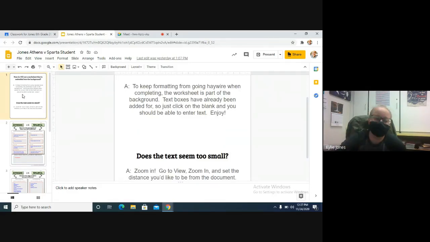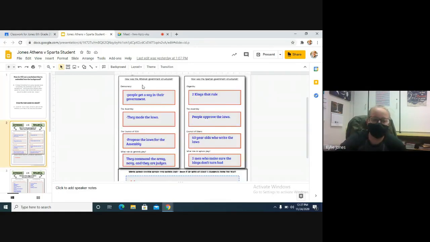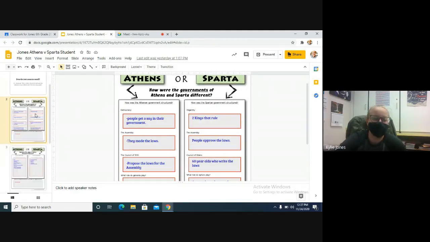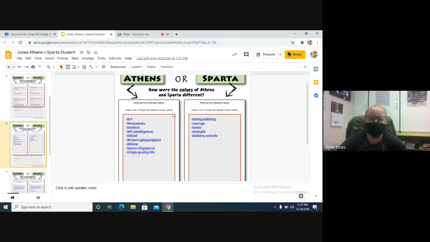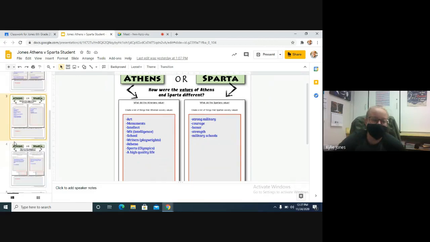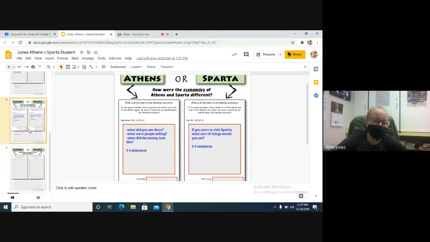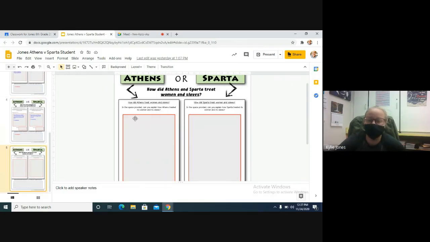Okay, over the past few days, so on Friday, we did the first slide where we talked about the government and how the government was structured. Yesterday, we talked about the values, so the things that they thought were important in their society in Athens and Sparta. And then yesterday, we also talked about their economies, so money, how they made money as a city, how they traded things and all of that stuff. And then today, the last one we're going to talk about is women and slaves and how they treated them.